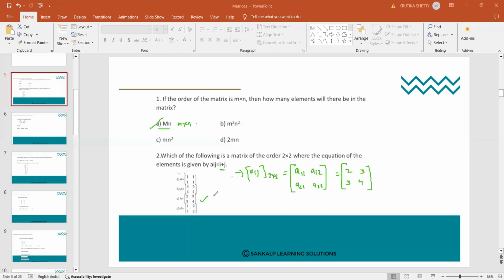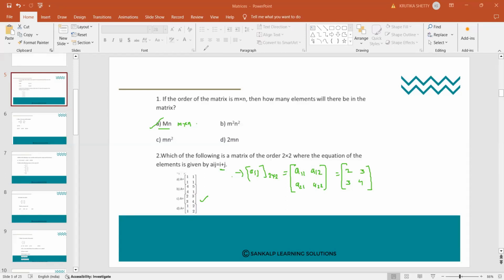Some more MCQs and 3-mark and 5-mark questions we will be discussing in the next class. Some of you have answered the MCQs. Very good. Hope the concepts are clear to you.